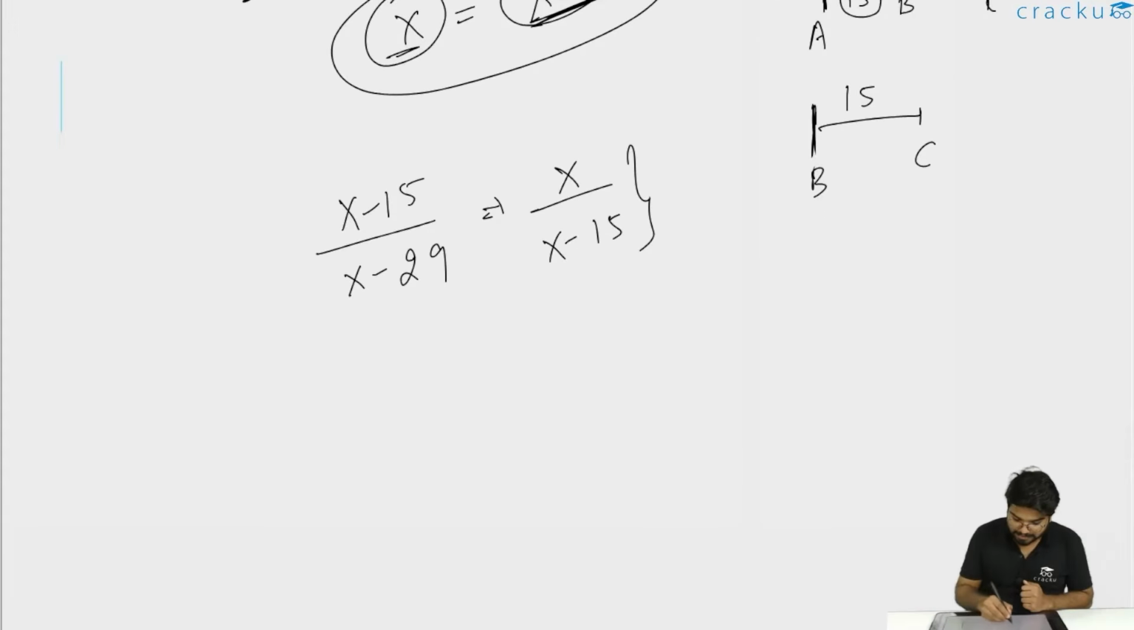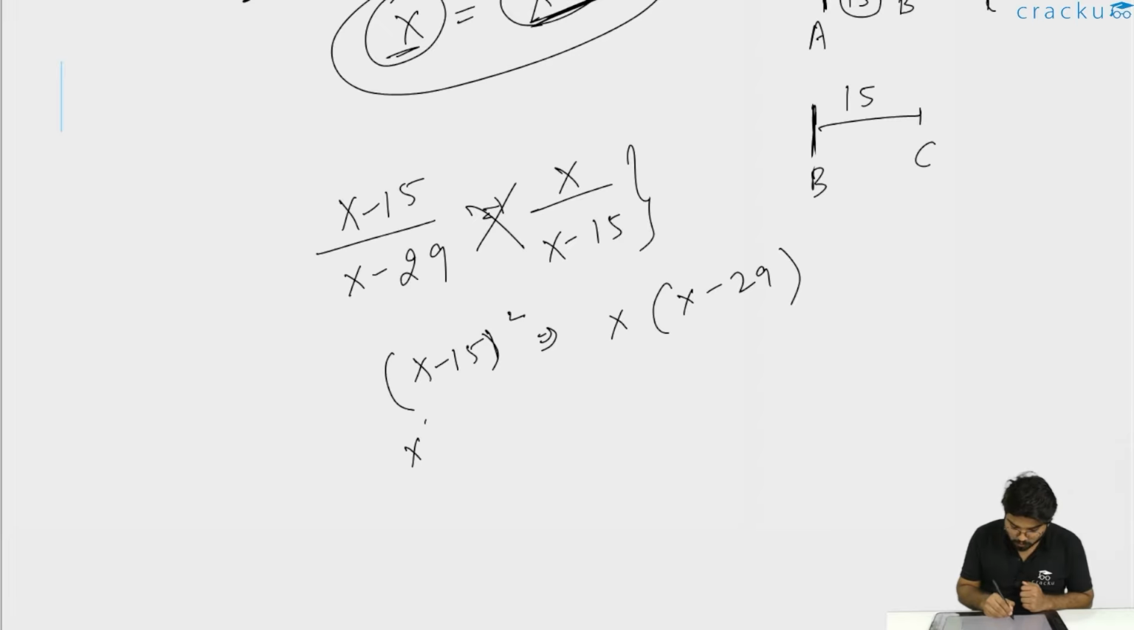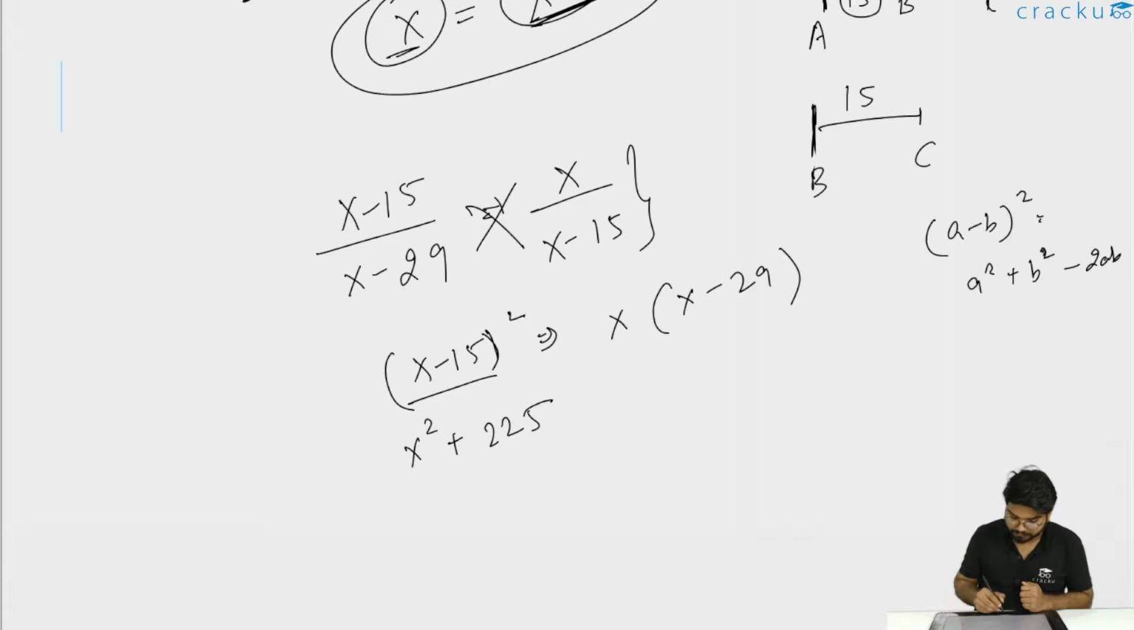Let's cross multiply. We have x minus 15 whole square, and this is equal to x into x minus 29. Solving this, we have x square plus 225. We can solve this by (a minus b) whole square is equal to a square plus b square minus twice of a and b, minus 30x.